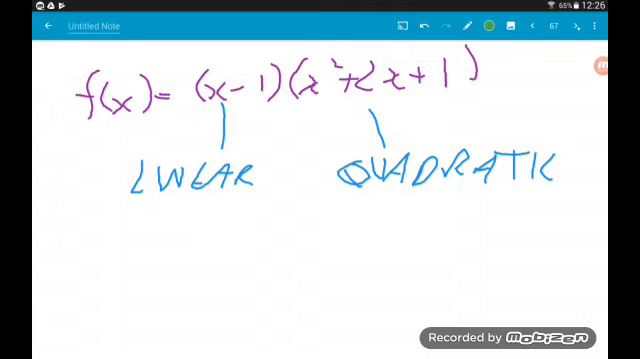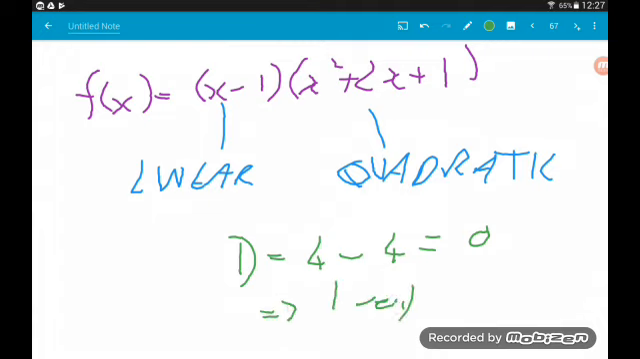So the discriminant of the quadratic is 2 squared, so 4, minus 4 times 1 times 1, so minus 4, which is 0. So that implies 1 real root in the quadratic. So now we can factorise that quadratic. We could have done it before, we didn't have to use the discriminant.